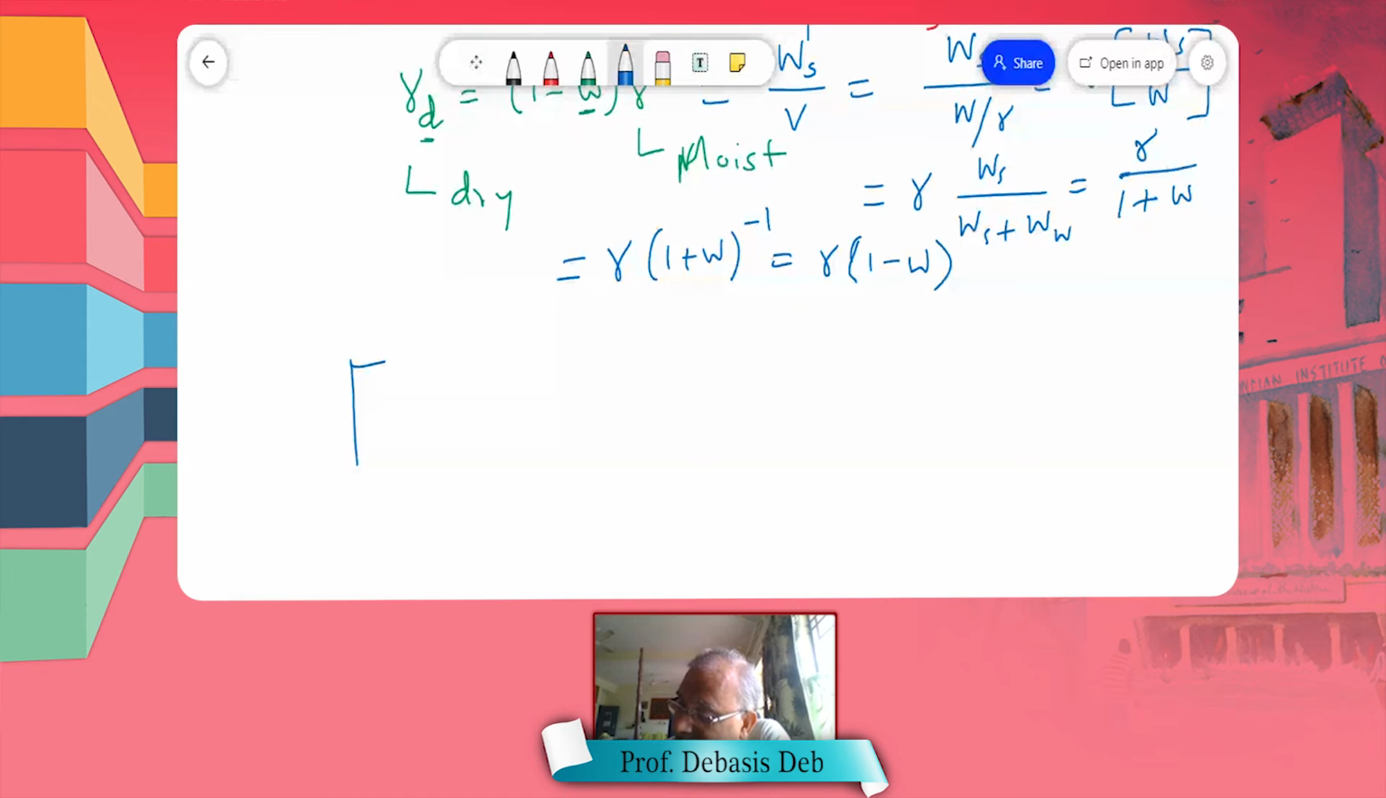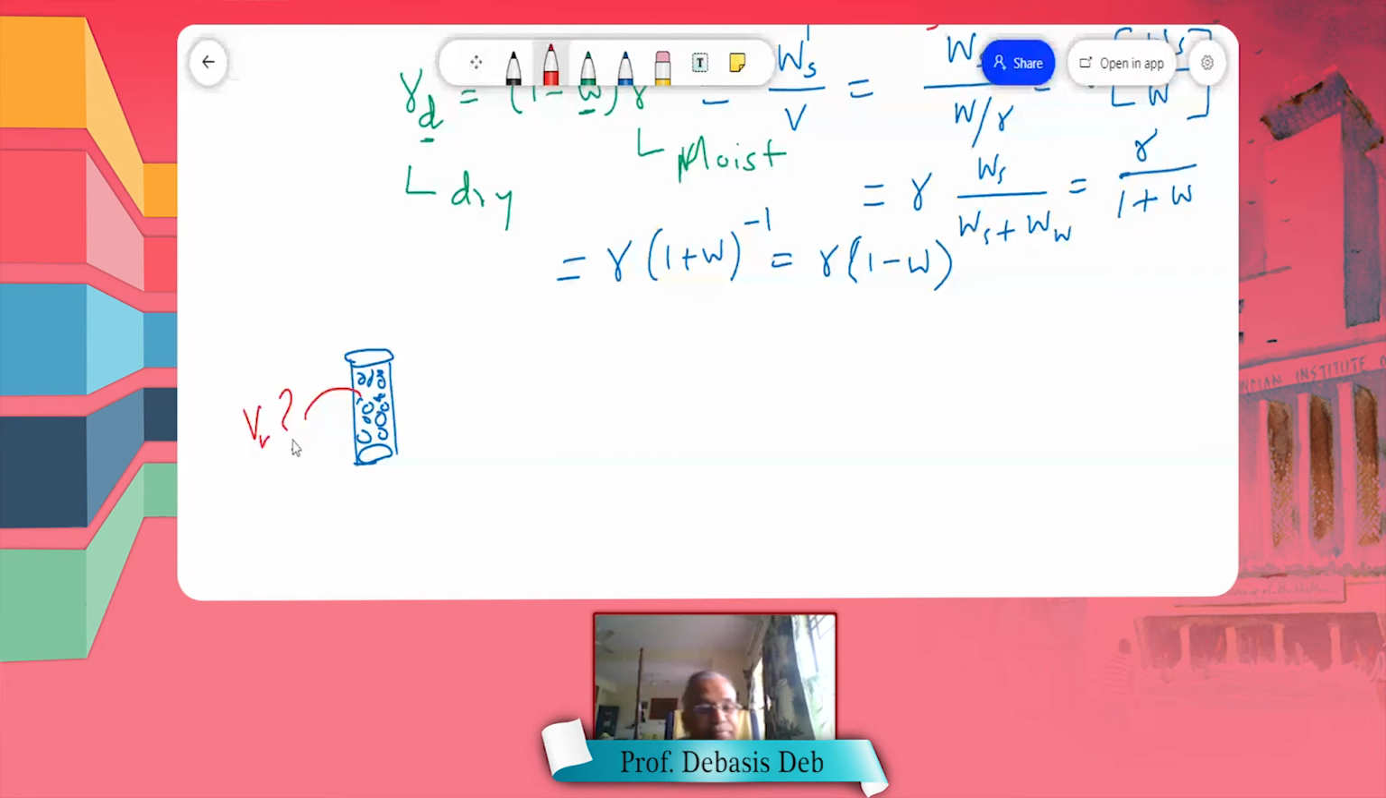somebody gives you a cylindrical sample, and there are a lot of grains here and many void spaces. So how do you find out this void space here, the volume of void? How do you find this? Any idea?